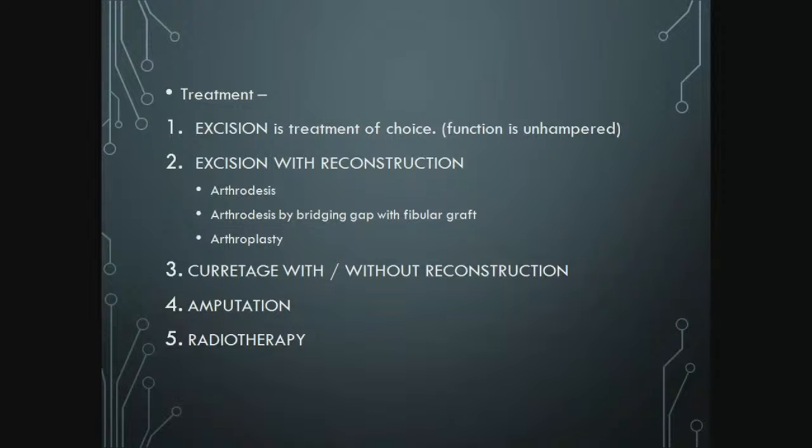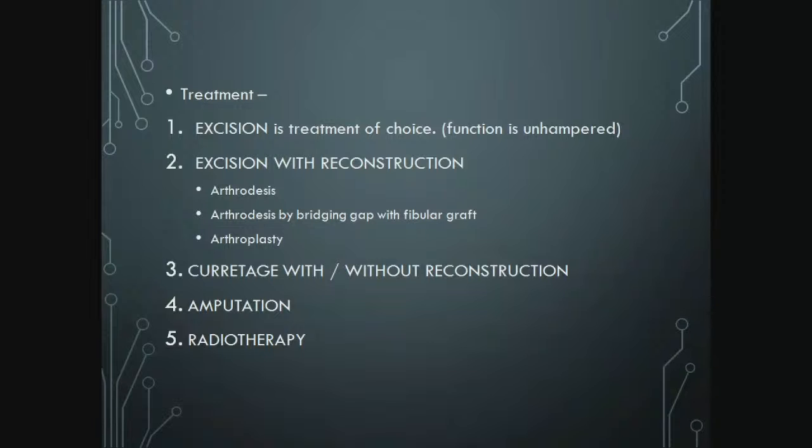Arthrodesis may lead to shortening of the limb. So what we do is we do arthrodesis and bridge the gap using a fibular graft, and finally we come to arthroplasty, that is excision of the tumor followed by prosthetic replacement of the affected joint.